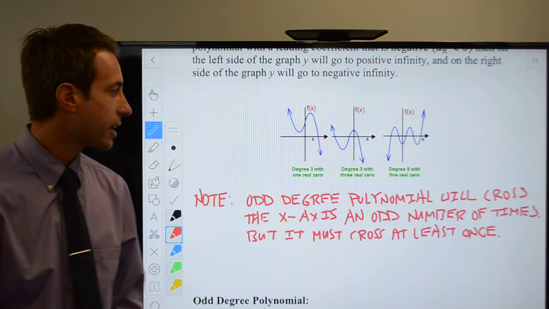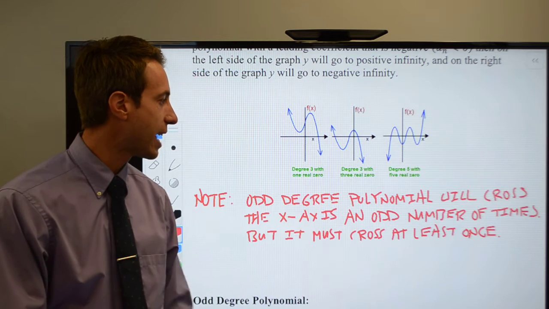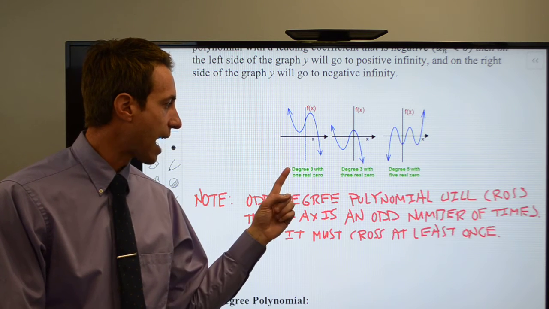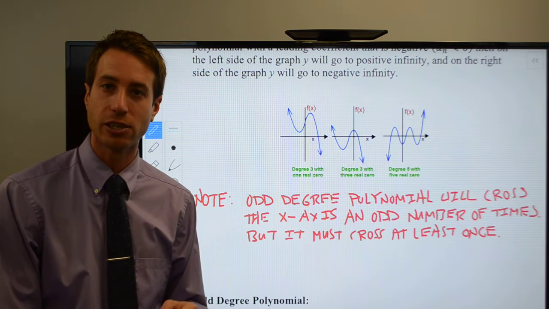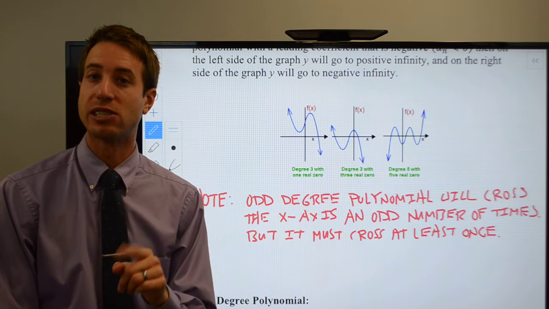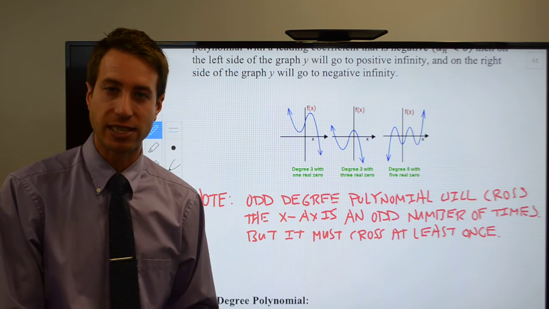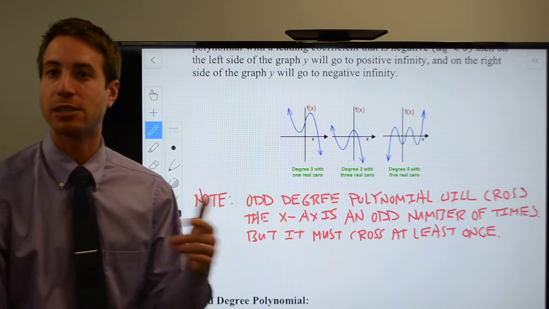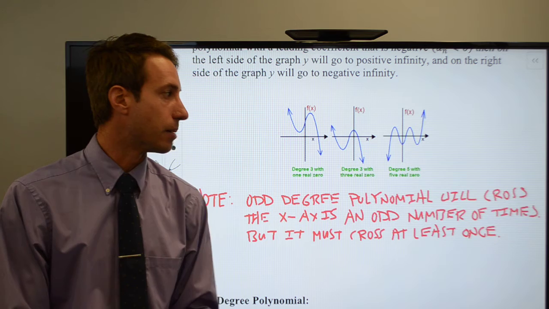So again, what we've got here is I give you a couple of graphs. You know that they're all odd because the ends are headed in opposite directions. What we have here is a third degree polynomial, but I only have one x-intercept. That means one real zero, but it's a third degree. So how many imaginary zeros do I have? Well, I know the degree has to be equal to the number of zeros. Since I only have one real, there's got to be two imaginary.